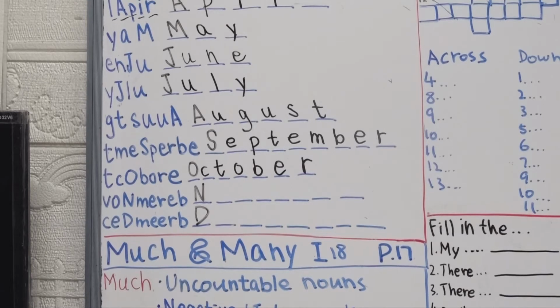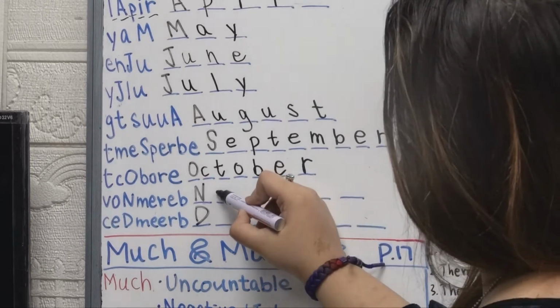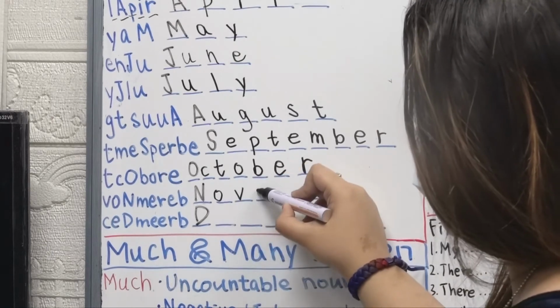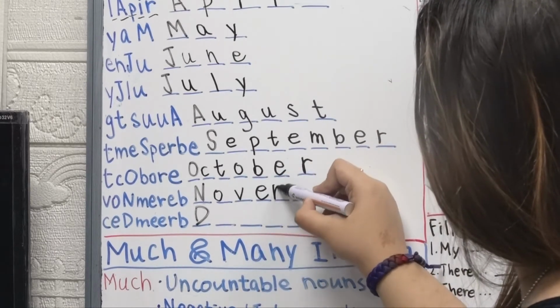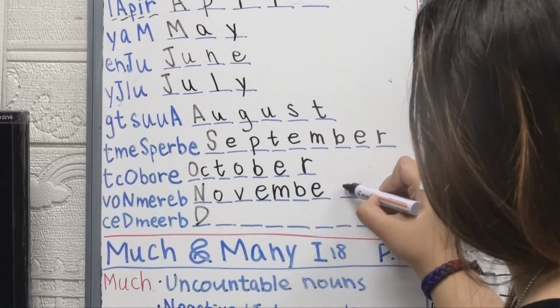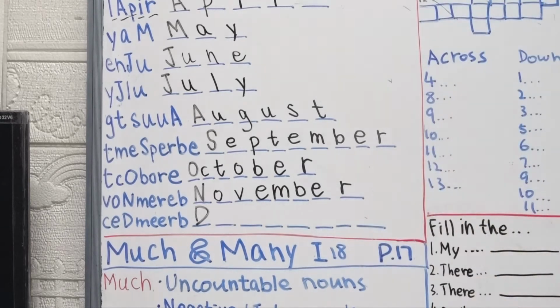So how do we spell November? That is N, O, V, E, M, B, E, R. November. Okay, November. All right. The 12th month of the year is December. Yes. The month after November is December.